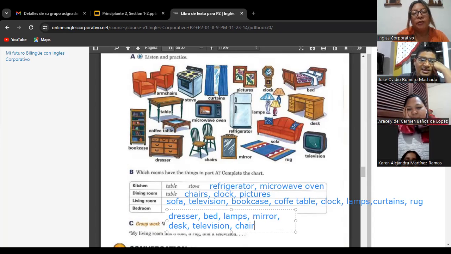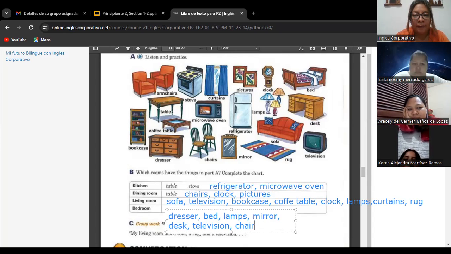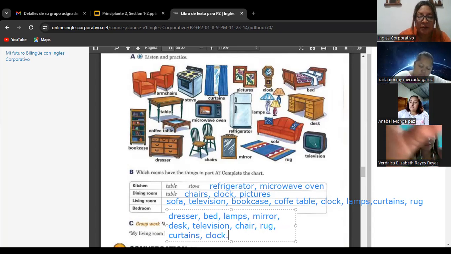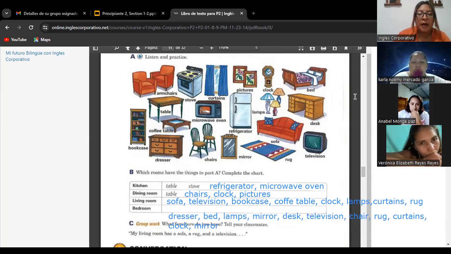A chair. You need a chair to sit and work in your desk. Okay. Roll, correct. Curtains, yes. Clothes. Which one? Clothes, reloj. Clock. Mirror. A mirror, yes. Excellent. Okay. So here we have the things that commonly we have in those rooms.